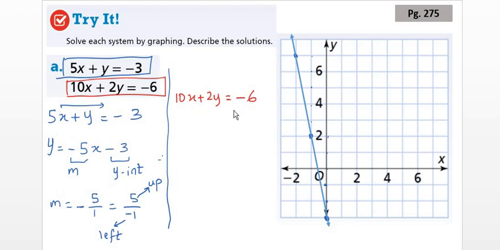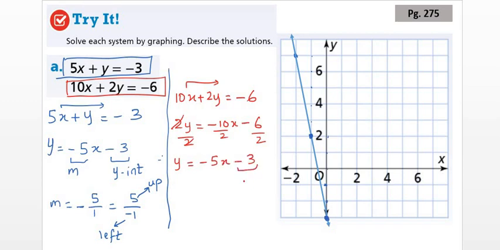Now let's focus on the second equation. It says 10x plus 2y equals negative 6. Now what do we have to do? Just again we have to follow the same steps to get the slope intercept form. So we will keep 2y over here and we will move this to the other side, so it will change into negative 10x minus 6. And now because still y is not on its own, so I have to divide each term by 2. So this 2 is going to cancel this one, so y equals negative 5x and minus 3.